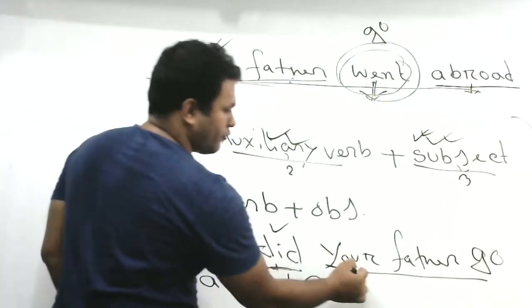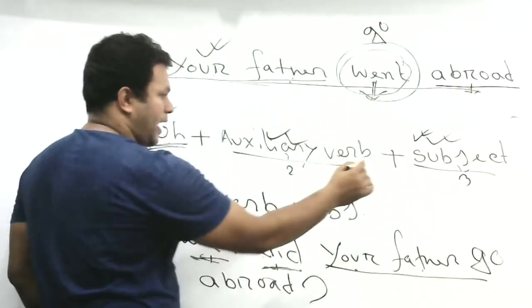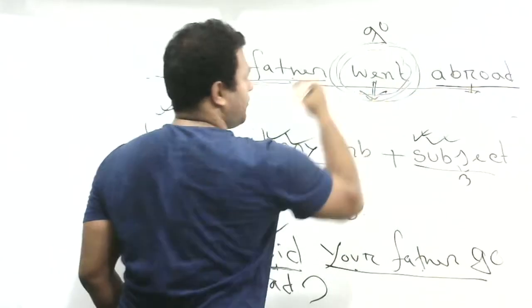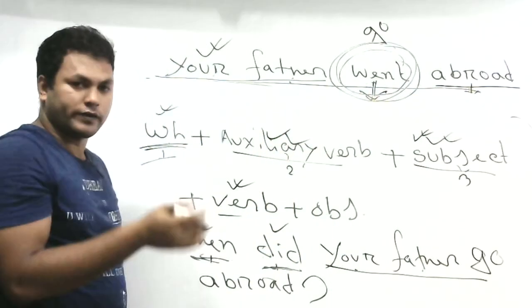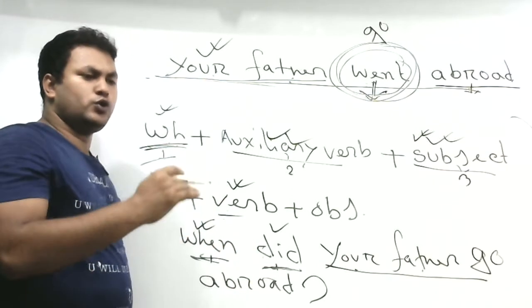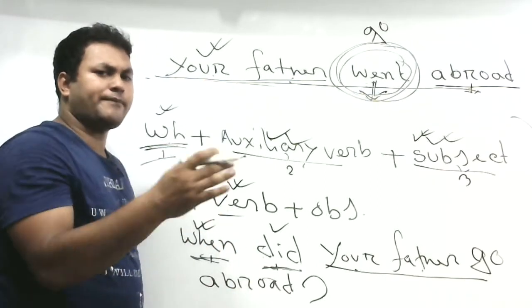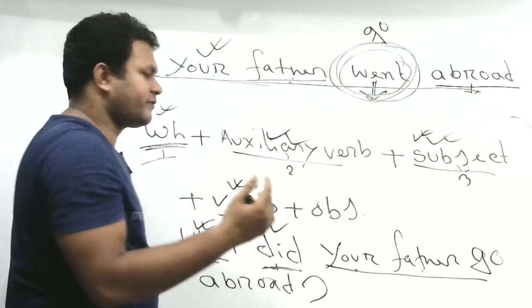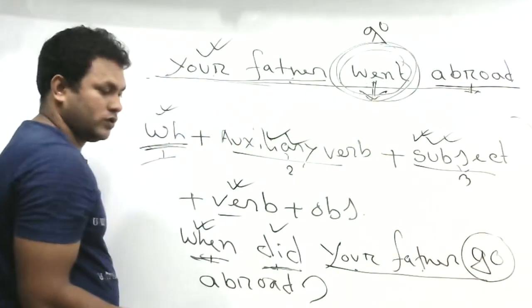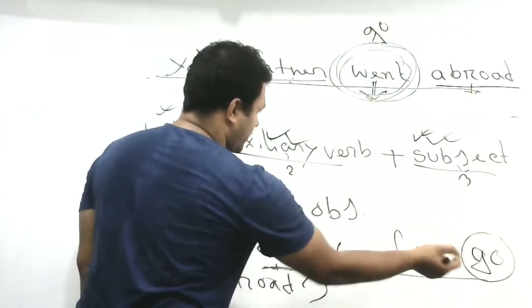So when did your father? Now you will have to take the verb from here. Look at the verb's past form, but as you have used did, you should remember, if you use do, does or did, you will have to take the present form. So I have written here when, present form, go. So when did your father go?